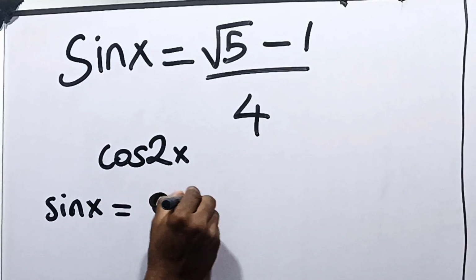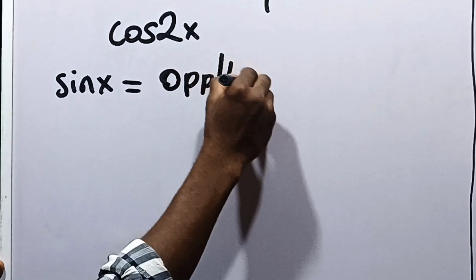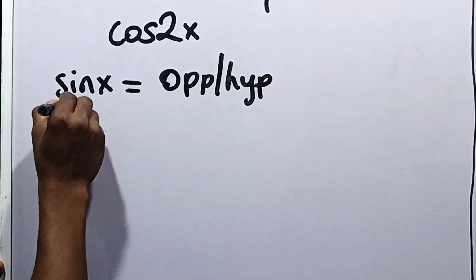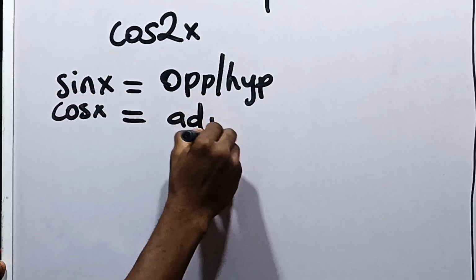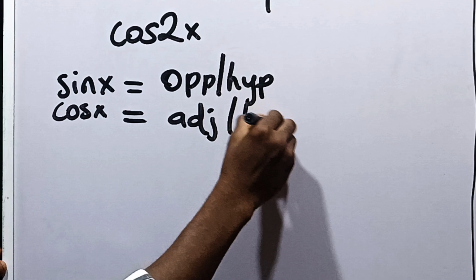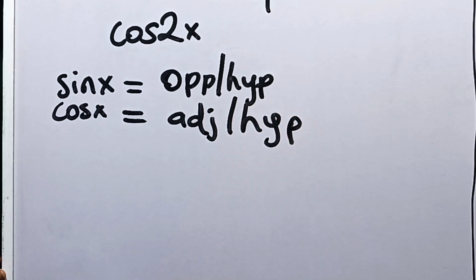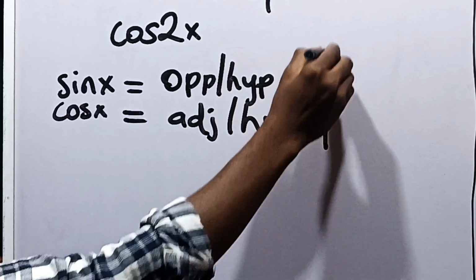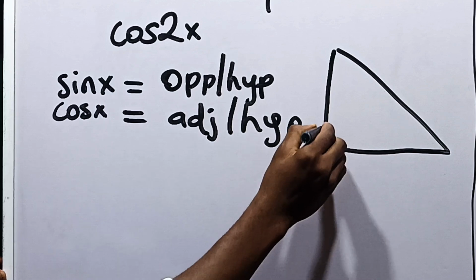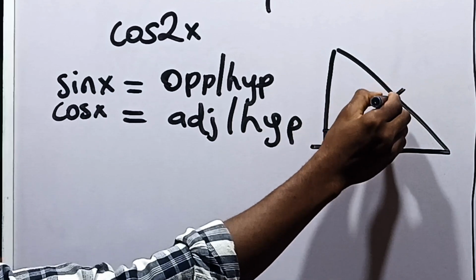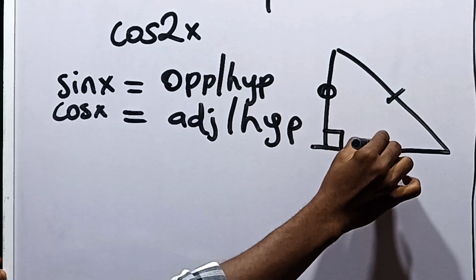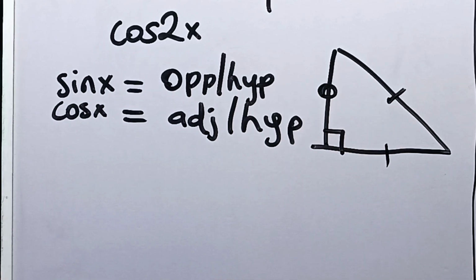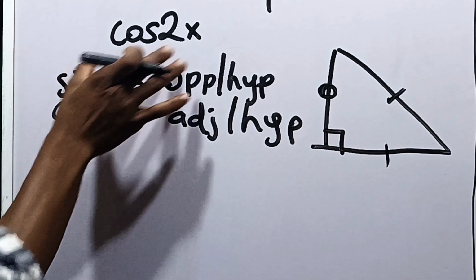opposite over hypotenuse of a triangle, and cos x is equal to adjacent over hypotenuse of that same triangle, okay? Now, the triangle we're talking about is a right-angle triangle, okay? So this is the hypotenuse, this is the opposite, and this is the adjacent, alright? Now, having this, we can say, what is cos 2x?